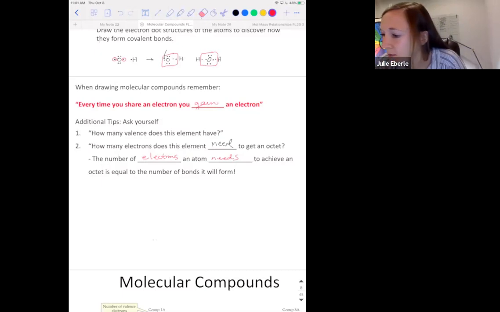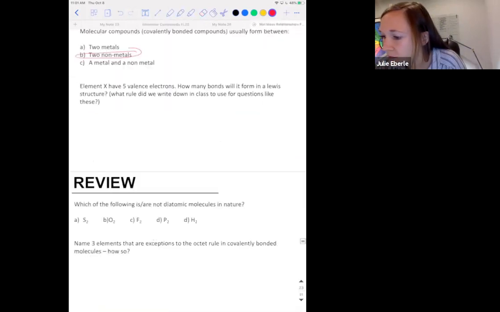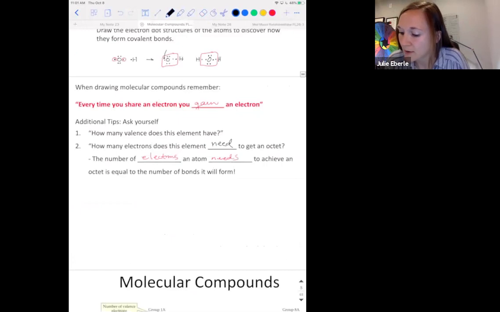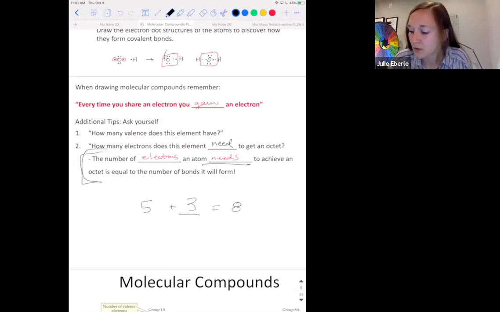Let's think about this. Let me go back over to my slide. Remember we said the number of electrons that an atom needs to achieve an octet is equal to the number of bonds it will form. So if we have 5, plus what gives us an octet? An octet is 8, so 5 plus 3. So this is the number of bonds. This is easy math. You can always do this if you have questions.